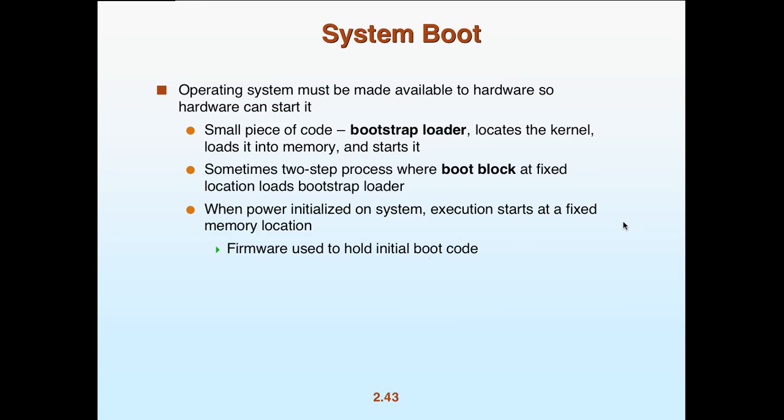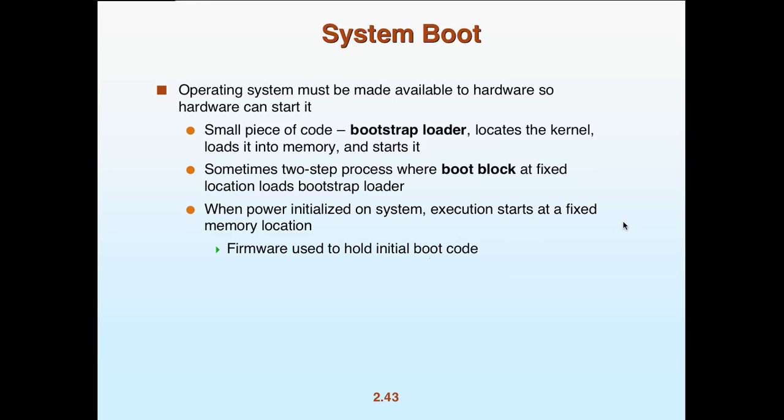The operating system must be made available so that the hardware can load it and start it. It's a small piece of code called the bootstrap loader. It locates the kernel, loads it into memory, then starts it. Sometimes it's a 2-step process where we have a boot block on a disk, at a fixed location, where the bootloader program runs. When you power on the system, execution starts at a fixed memory location.